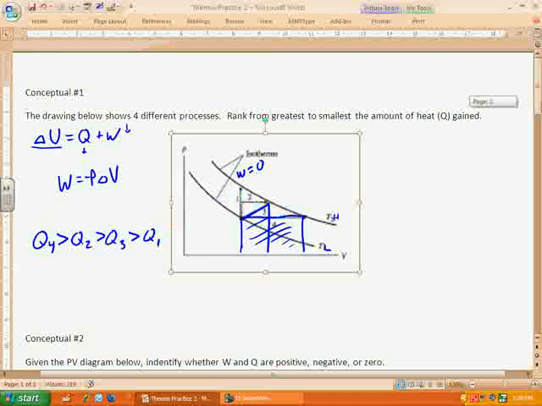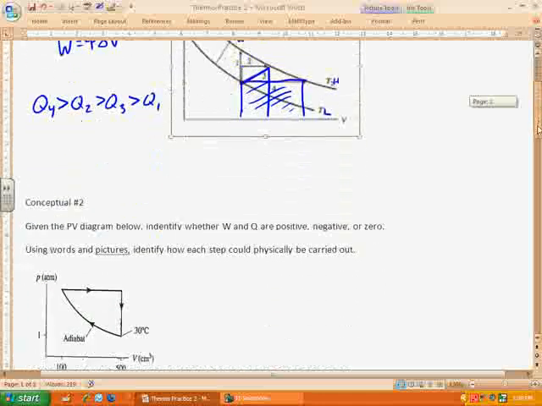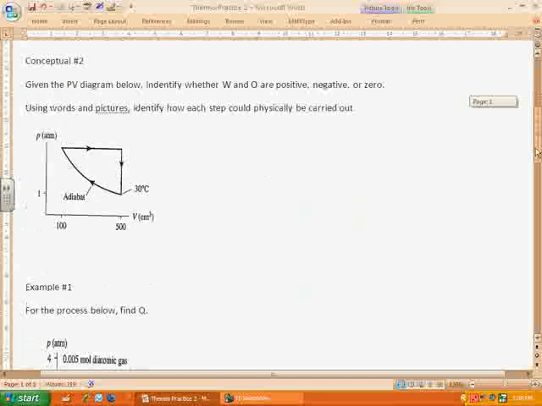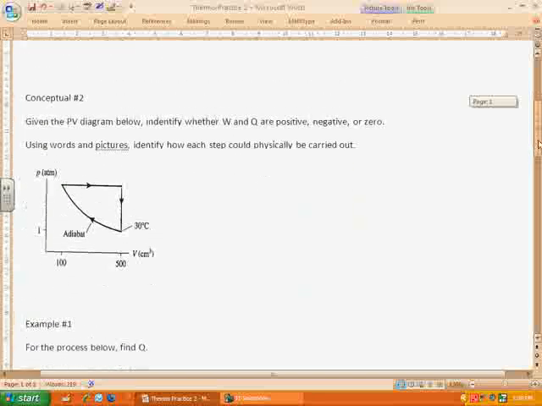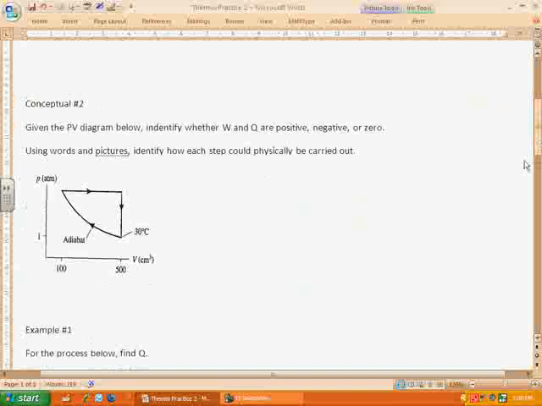Alright, let's move on to the second question. Okay, given the PV diagram below, identify whether work and heat are positive, negative, or 0, and then using words and pictures, identify how each step could physically be carried out. Alright, so let's start just at a random place. We'll start right here, and then we'll go over.